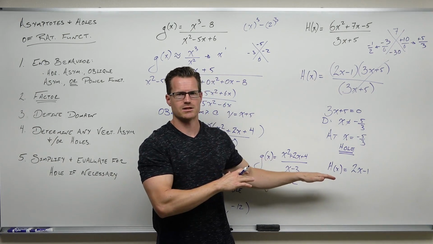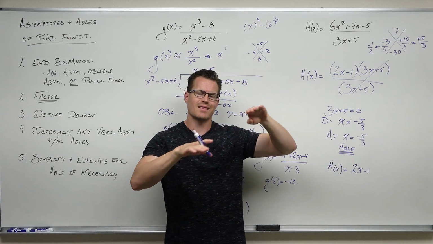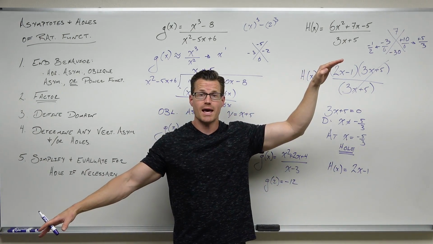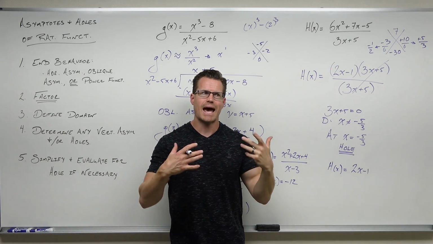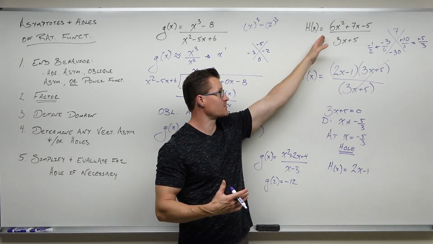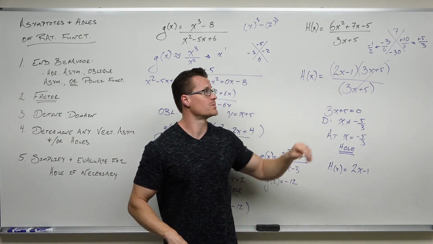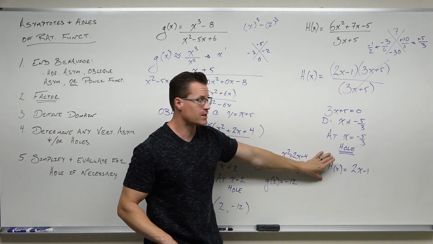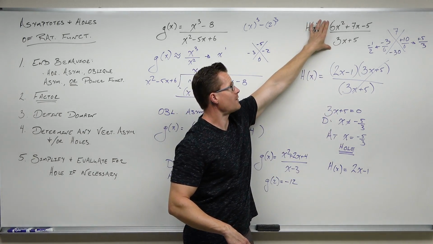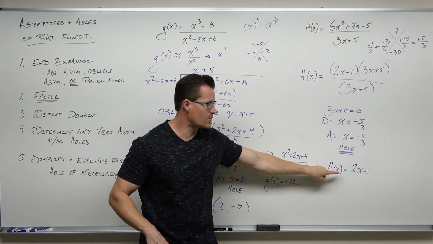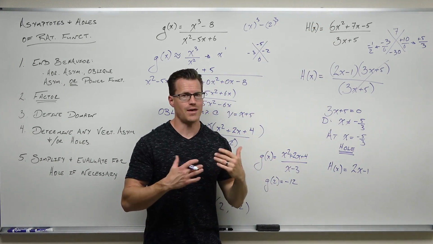This is your oblique asymptote. This function rides that line 2x minus 1 forever. It is an asymptote. It just happens that this function is going to be on it the entire time. The only difference between this graph and this graph is that this graph is going to have a hole somewhere on that line. That's it.